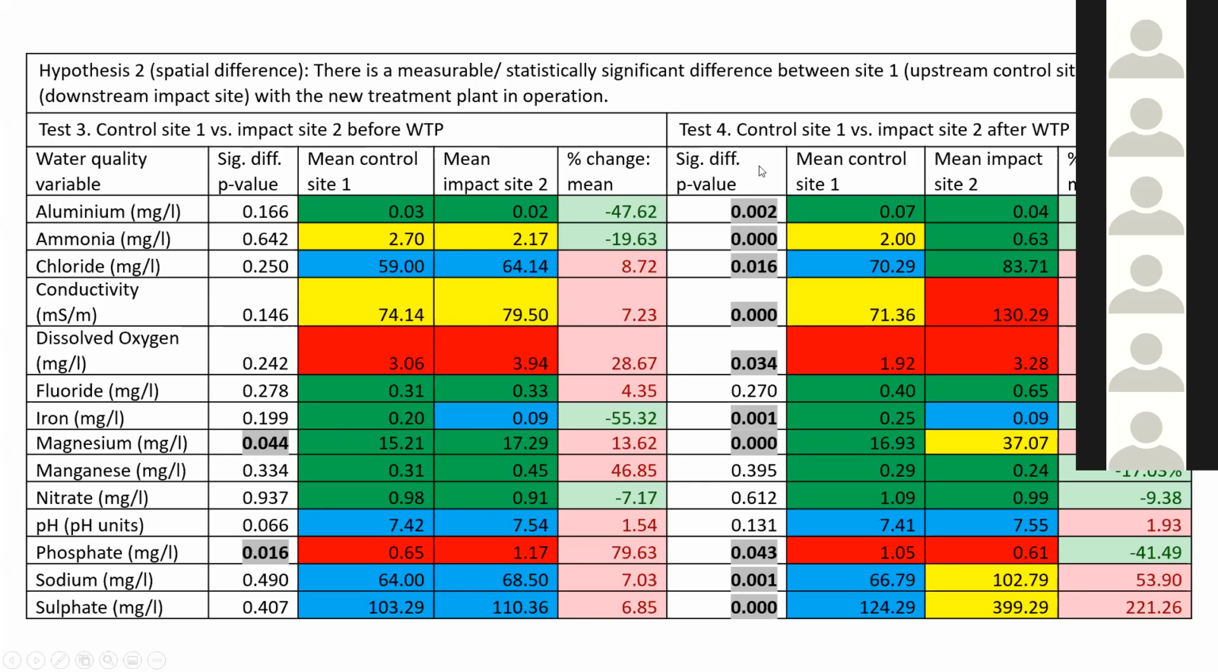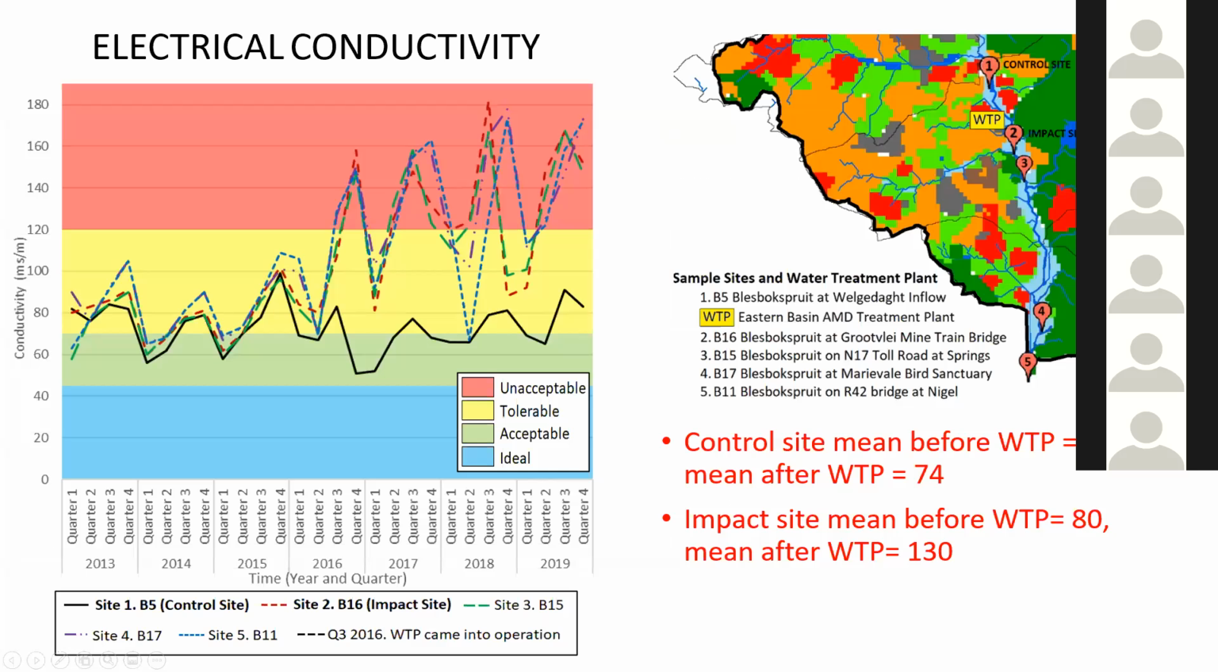For test 4, it's a different story again. Here we test between the control site and the impact site after the water treatment plant, and we can see that 10 out of the 14 water quality parameters have significant differences between them. And so it's a similar story where we see that conductivity goes from tolerable to unacceptable. Both sodium and sulphate go from ideal to unacceptable, to tolerable. And magnesium goes from acceptable to tolerable. So thank you for bearing with me with regard to those data tables.